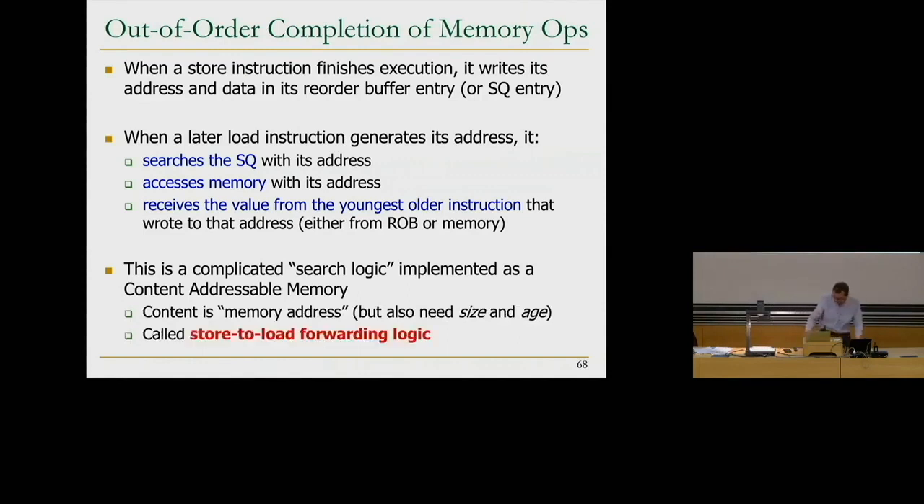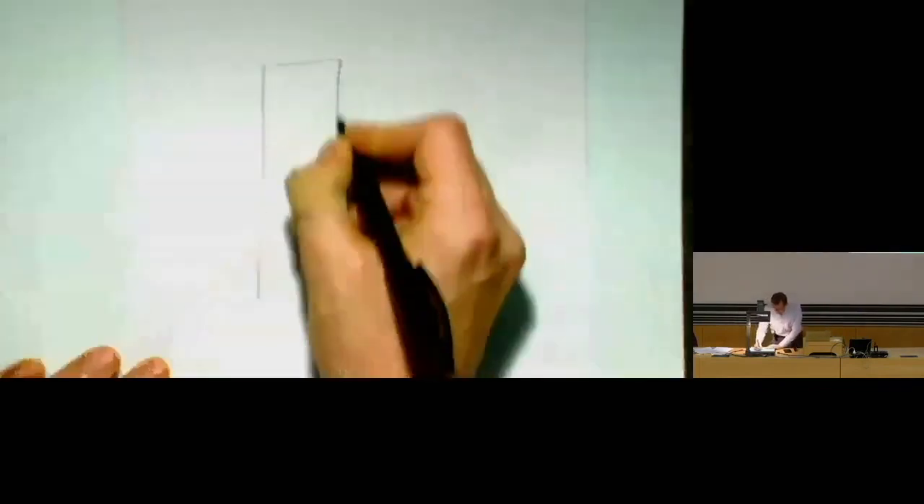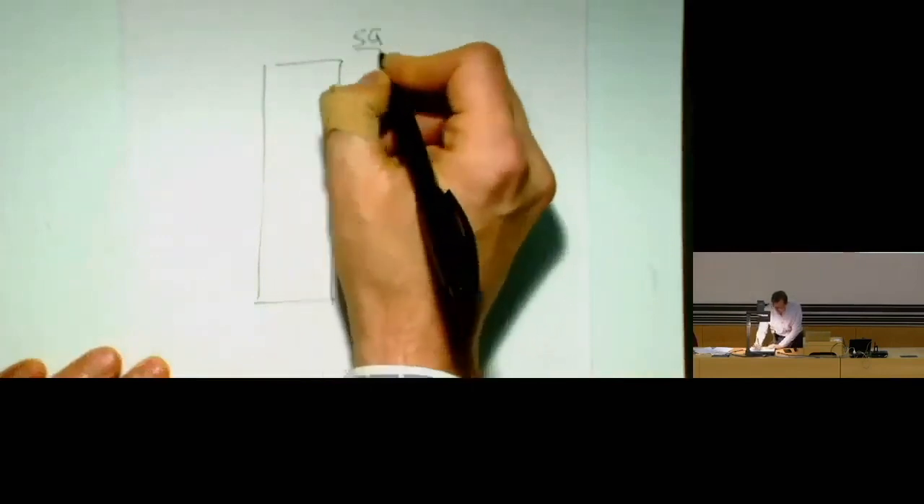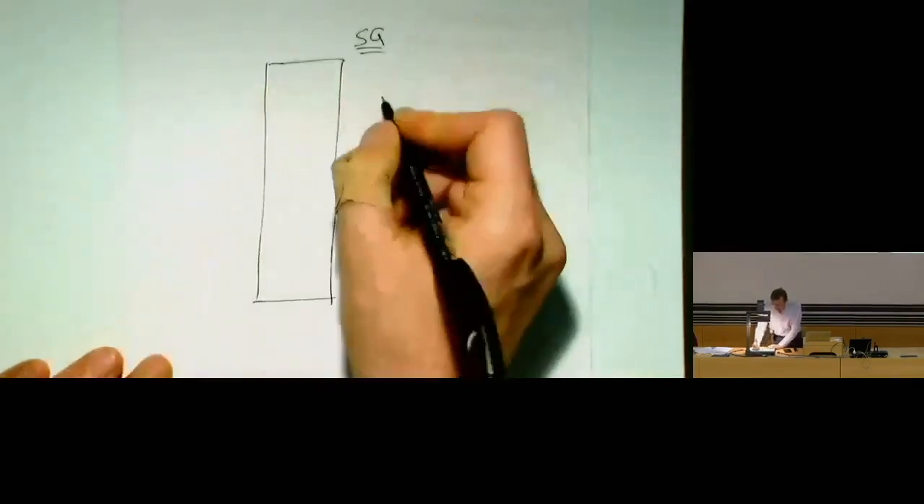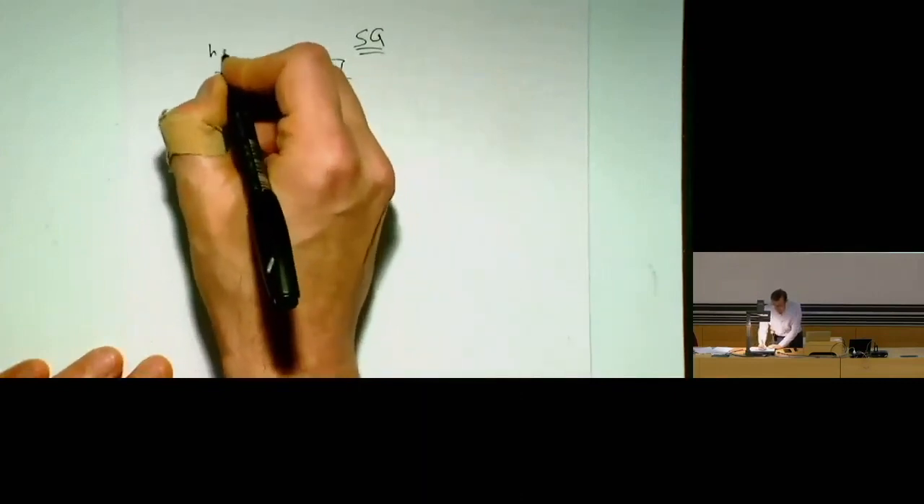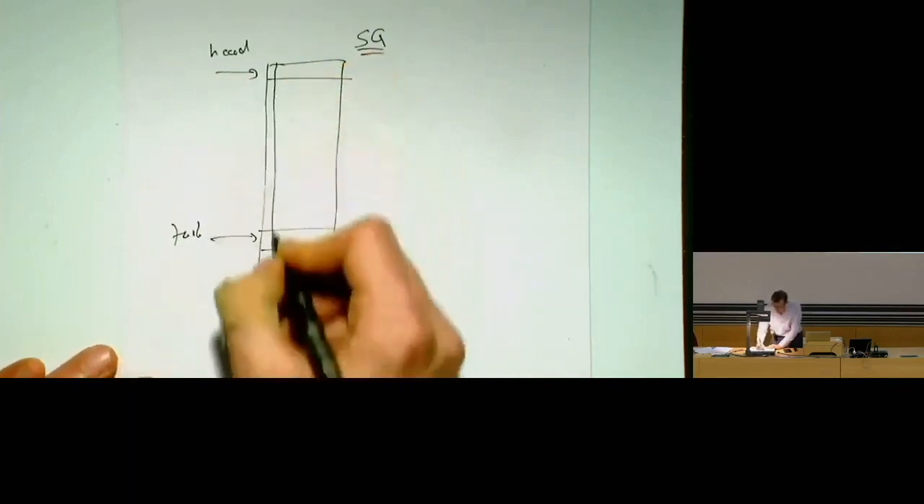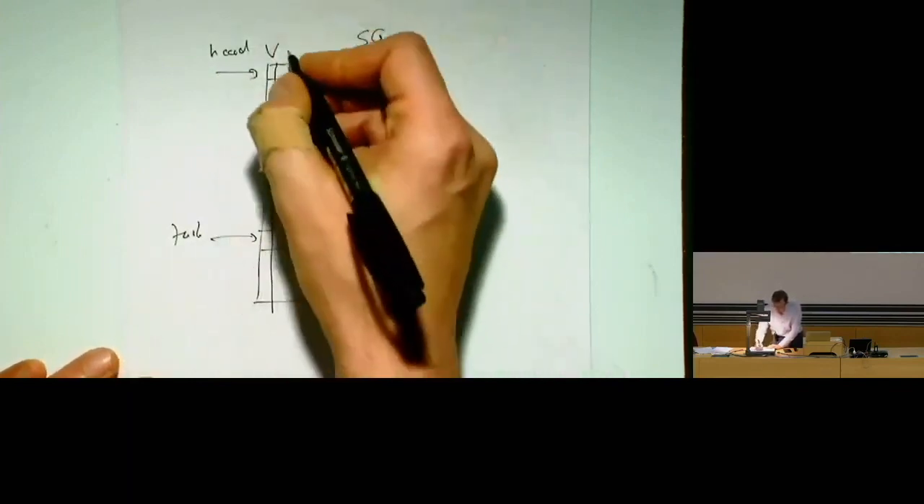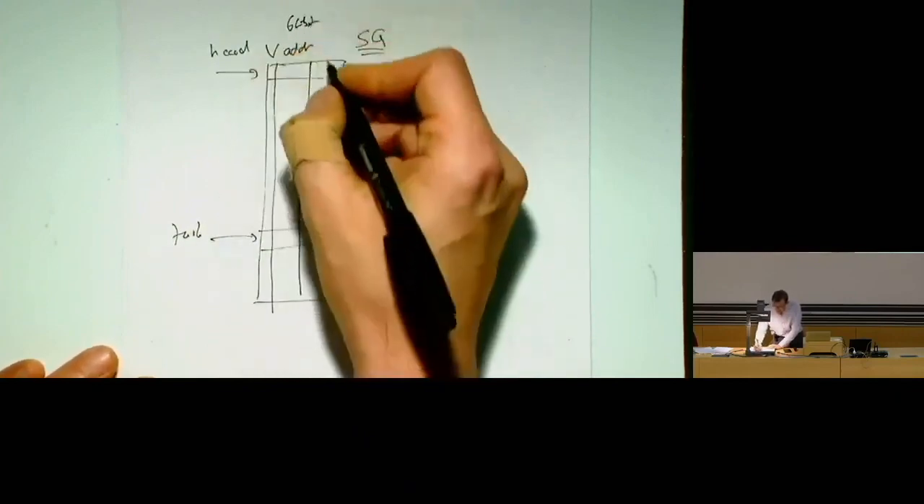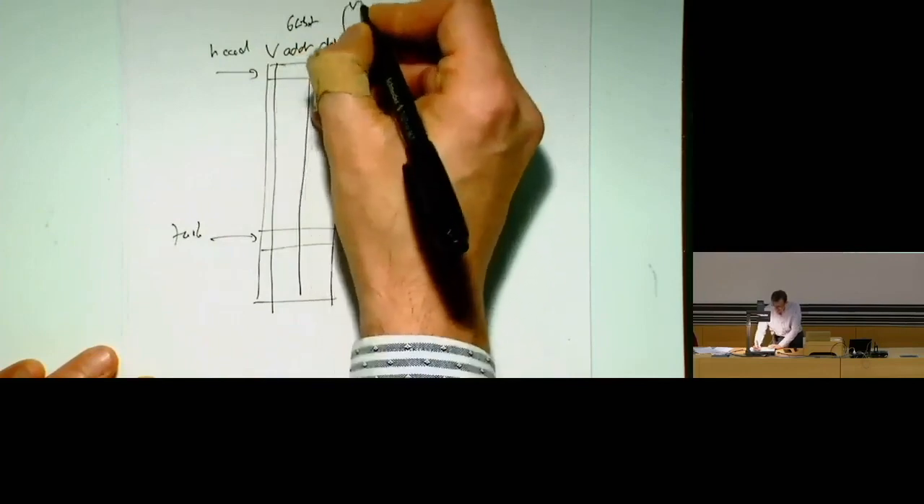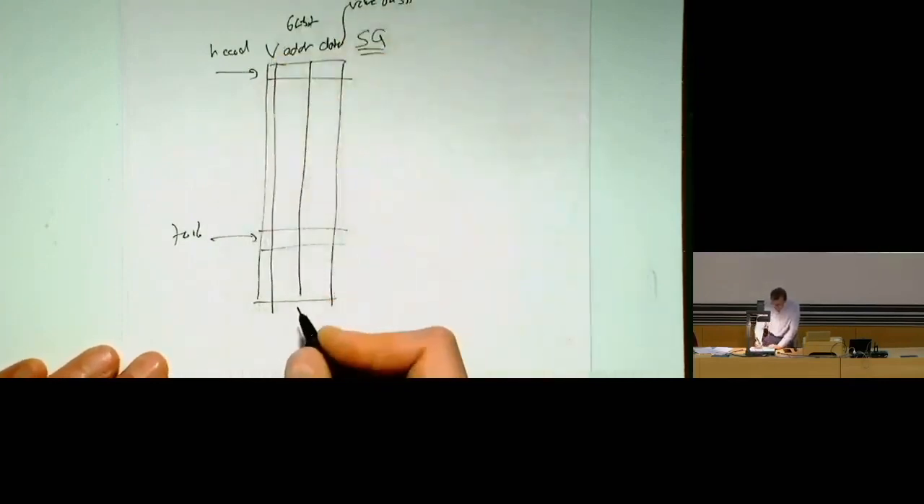So let's take a look at this. This is called the store-to-load forwarding logic. I'm going to make it simple. This is a store queue. This is an in-order list of all of the stores that are in the machine. You have a head, and this is all hardware, of course. You have a tail. And what do you have over here? Clearly, you need a valid bit, and then the address of the store, which could be 64 bits, and then a data value of the store if it's available, which could be 64 bits. And the valid is 1 bit.